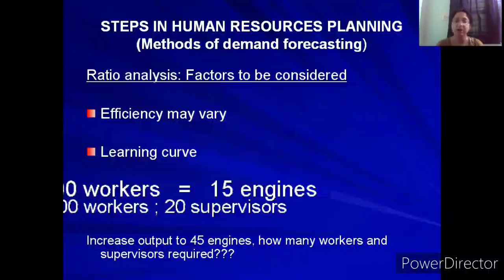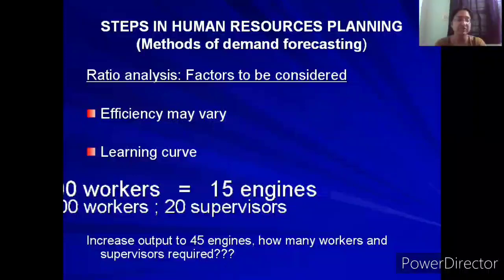Why am I saying 200 workers here to produce 45 engines? The first 100 workers' level of efficiency has gone up so much that rather than producing 15 engines, they can now produce 30 engines. Now the new 100 employees who are coming in, they are new to the job. So they can produce only 15 engines now. So it is 30 plus 15, which totally comes to 45 engines.